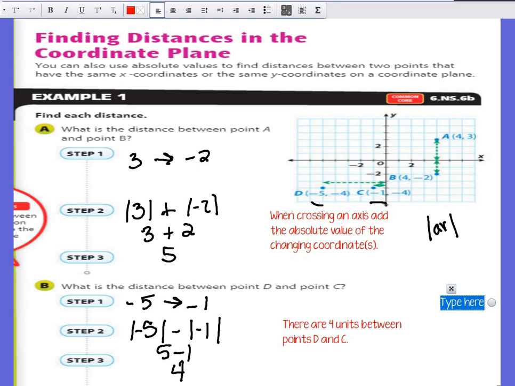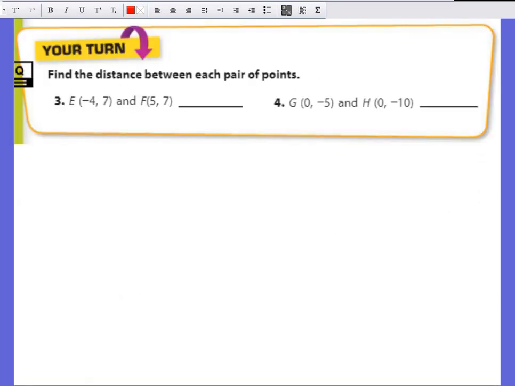All right. So what I'd like you to do here is please try these 2 problems on your own. And then when you come back, we'll check your work.